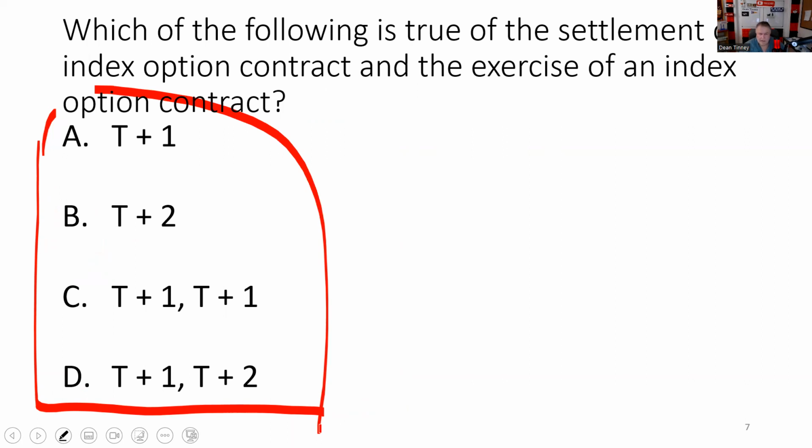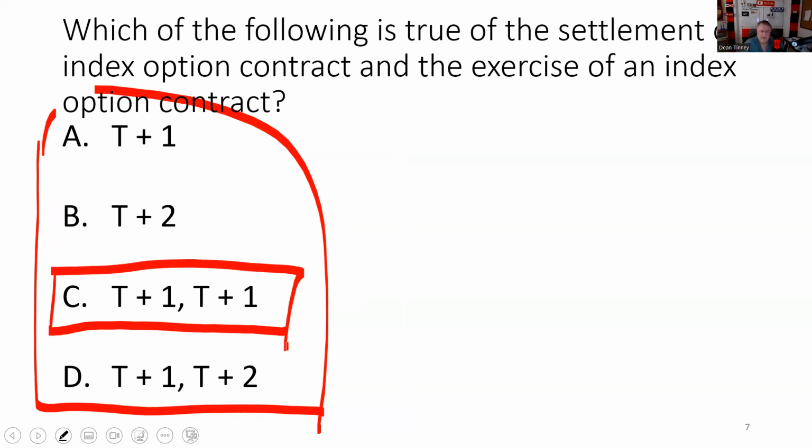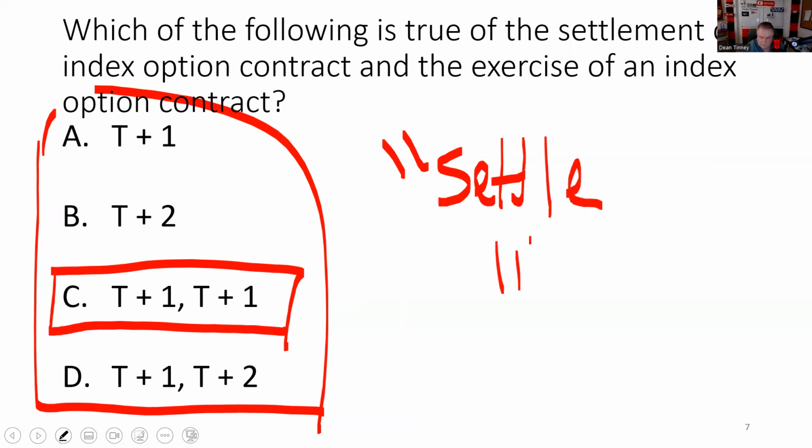All option contracts are T+1. And then it says the exercise. In an index option, you should definitely know that both the contract and the exercise settle T+1. You should also know that they settle in cash. What that means is you don't have to deliver the index. You deliver whatever the intrinsic value or the amount the contract is in the money.